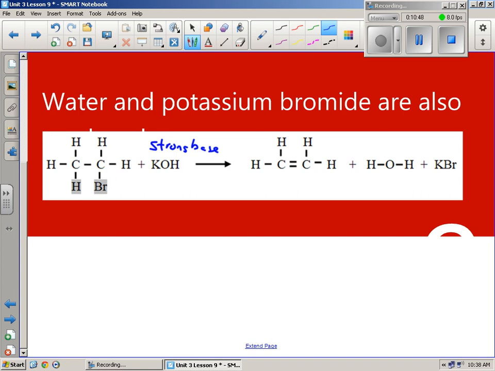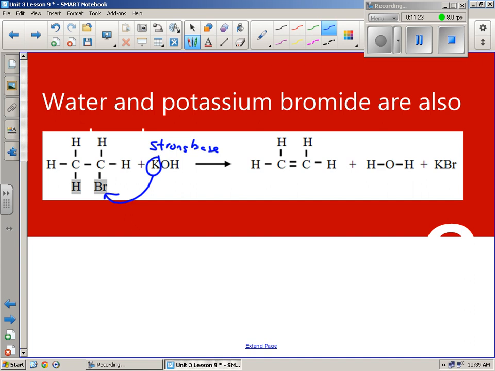So group 1, 2 hydroxides are strong bases. You could use any of those, but you're going to probably see lithium hydroxide, sodium hydroxide, or very, very often potassium hydroxide. The reason we have the potassium here is to take off the bromine. Always. The group 1 metal is always going to react with that group 17 halogen to take that off. That's its job. Okay?